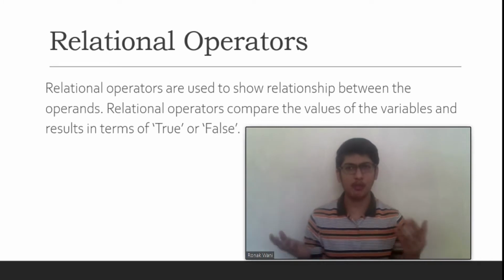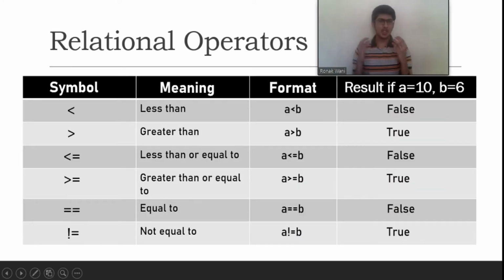Let us understand what are different types of relational operators. So there are mainly six types of relational operators: less than operator, greater than operator, less than or equal to operator, greater than or equal to operator, equal to operator, and not equal to operator. Let us discuss what is the function of each operator in detail. So for understanding the function of each relational operator, we will consider the value of variable A as 10 and value of variable B as 6.